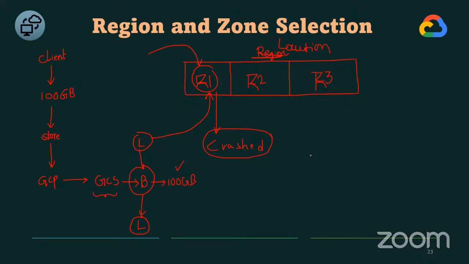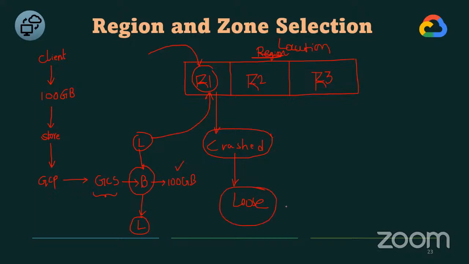Can you guys tell me what happened to your data? If the entire region itself is crashed, the entire data center itself is crashed, because the region itself is not there, due to the earthquake everything is crashed. So you are going to lose the data now. You are losing your data because your data is not available now.